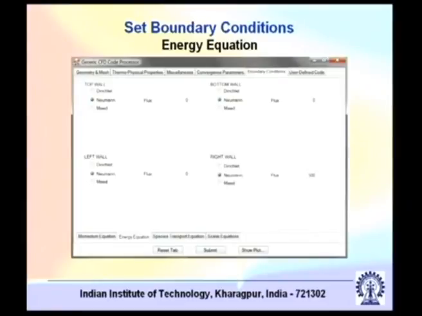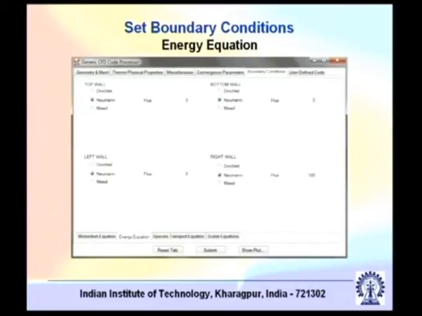Then you come to the energy equation. The previous slide was for the momentum equation. For a generic equation, what are the different types of boundary conditions? The Dirichlet boundary condition where you specify the value, the Neumann boundary condition where you specify the gradient, and the mixed type of boundary condition where you specify the value as a function of the gradient. Of course you can also have a periodic type of boundary condition. In this particular example code we have possibilities of Dirichlet, Neumann and mixed.